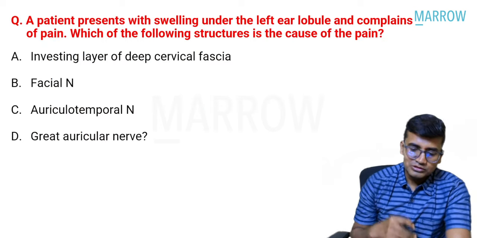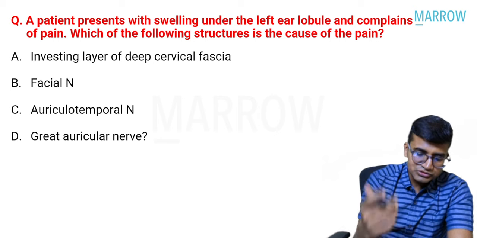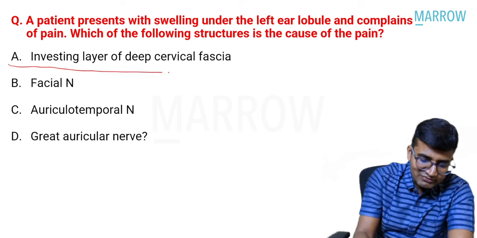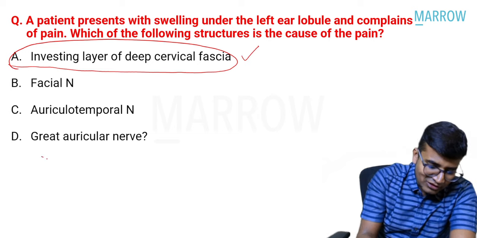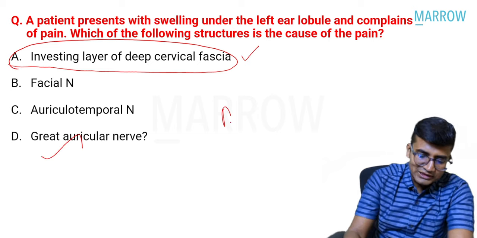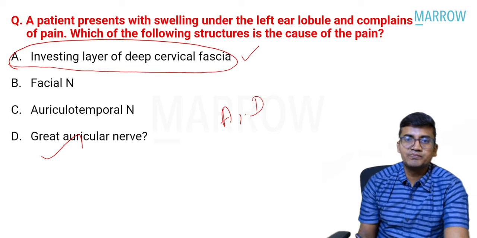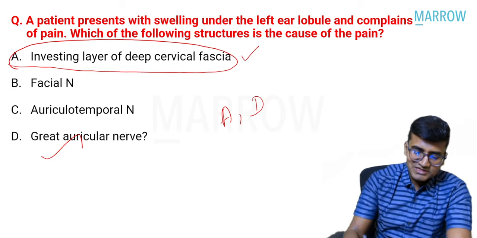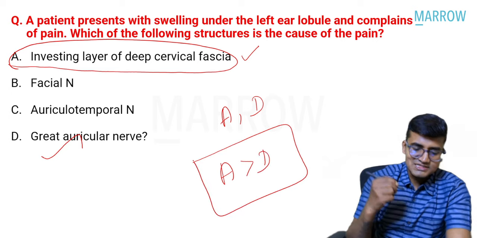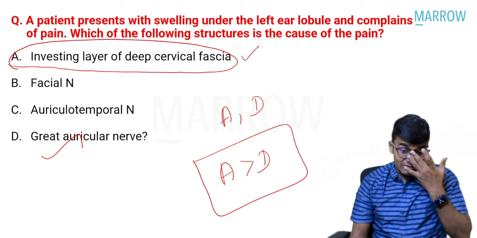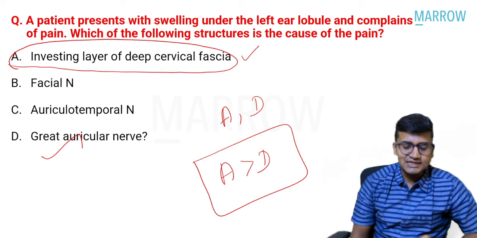Okay, so the pain in the parotid region is due to the unyielding nature of the investing layer of deep cervical fascia. This is also right. And the great auricular nerve, this is also right. So both A and D are the correct answers. Now out of these two, the best answer is A greater than D. That is the best answer: investing layer of deep cervical fascia.